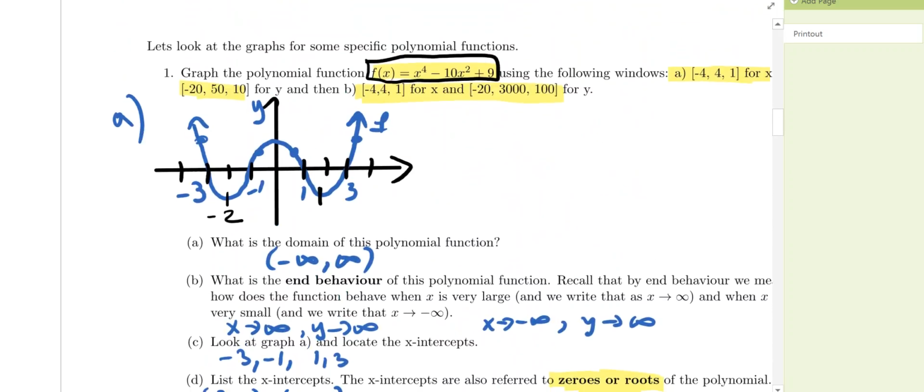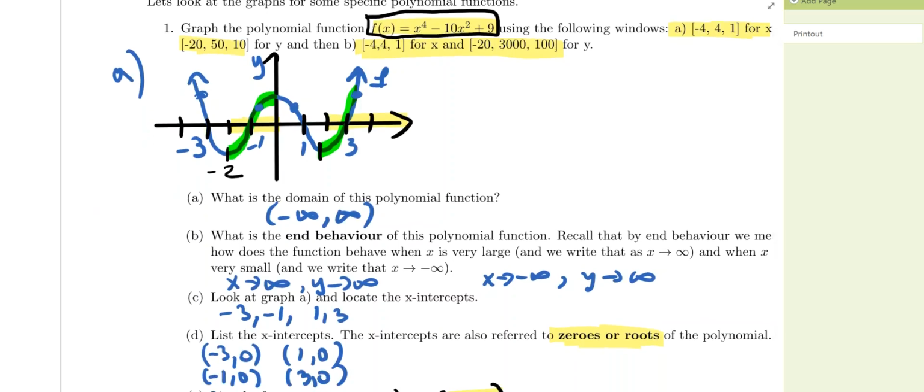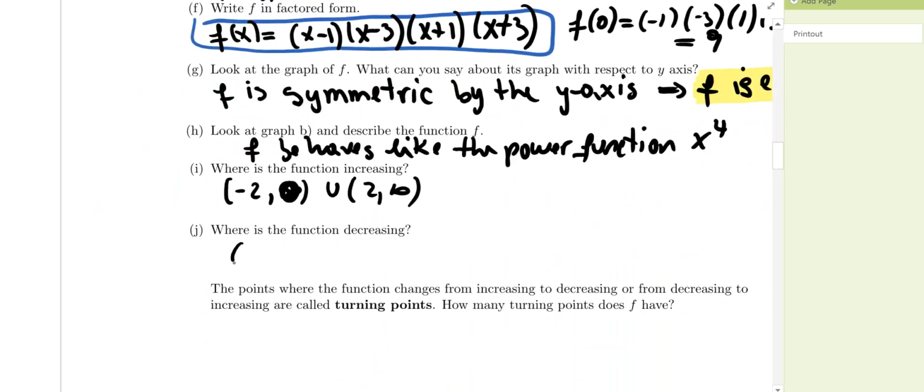So on this interval for x, the function is increasing, right? See how it's increasing? And it's decreasing from -infinity to -2, union 0 to 2.